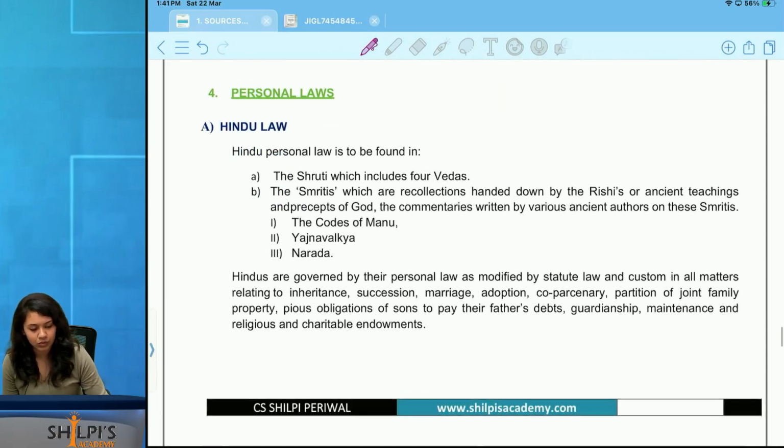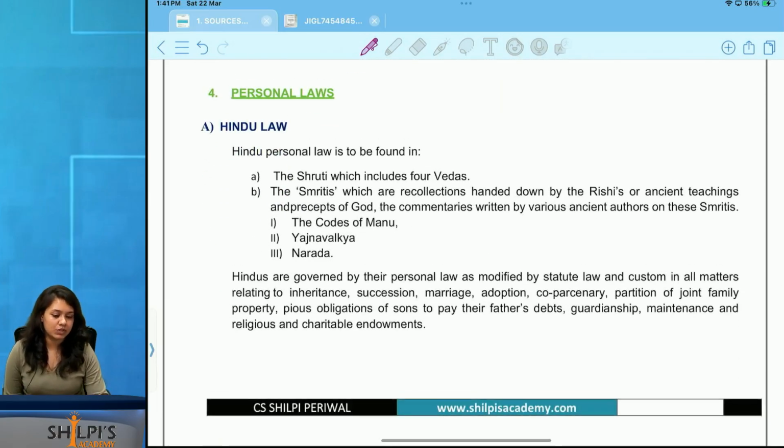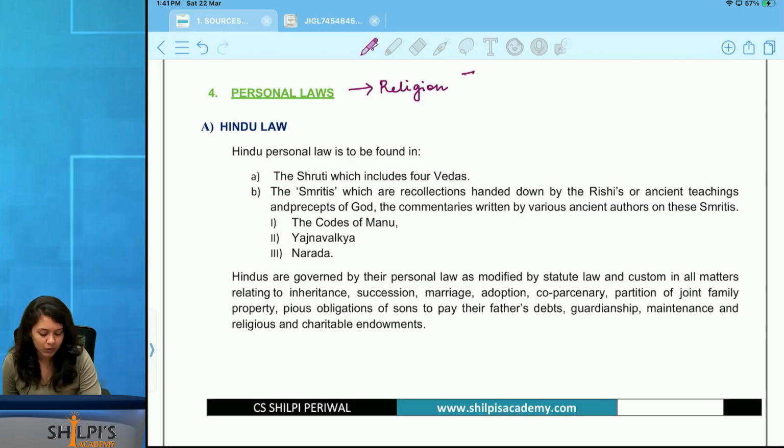We come to the last primary source of Indian law, and those are our personal laws. Now, personal laws are also a type of statute and legislation, but personal laws are applicable on the basis of your religion. For the purpose of our laws, we actually classify our religions into three main religions. We call them the Hindus, the Christians, and the Muslims, or the Islamic religion.